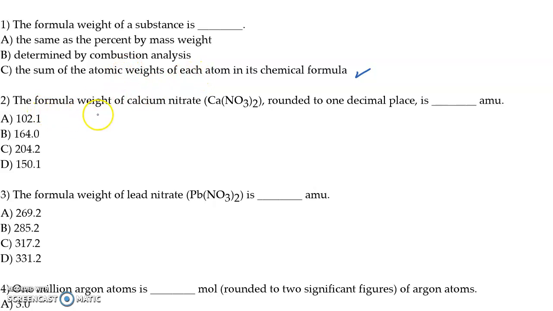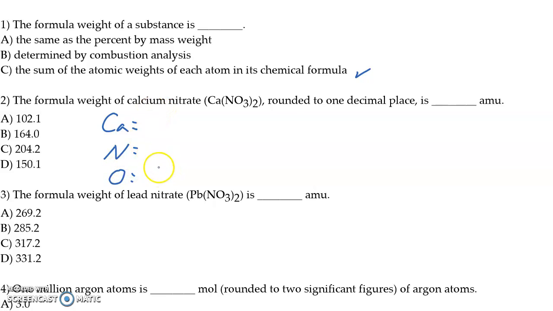Okay, let's look at this one. The formula weight of calcium nitrate. How do we calculate the formula weight? Remember, the formula weight or molecular weight is the sum of the atomic weight of each of these atoms. That means we need to look for the atomic weight for calcium, the atomic weight for nitrogen, and the atomic weight for oxygen.